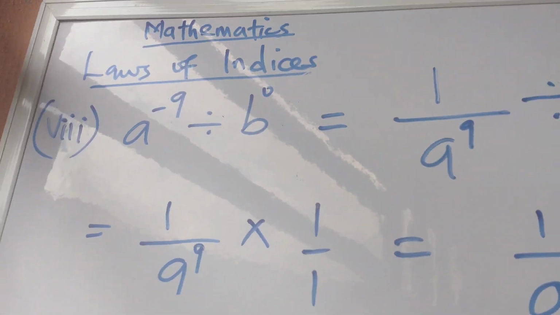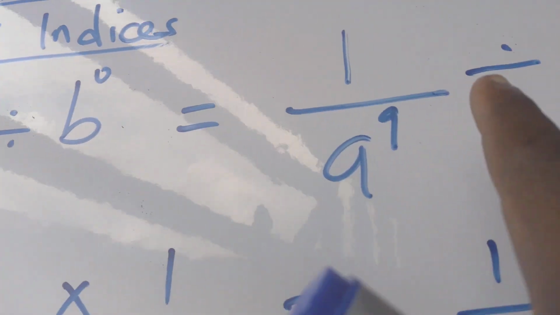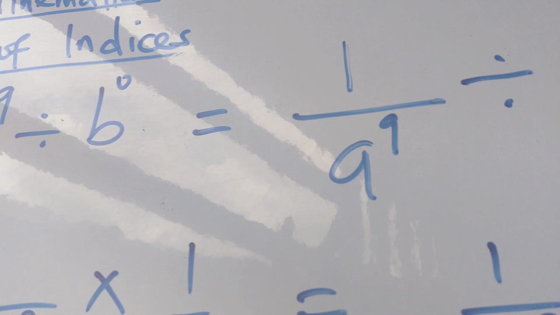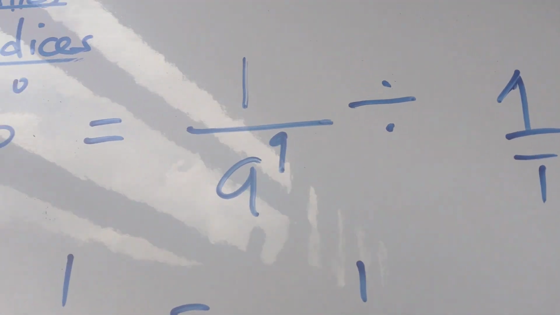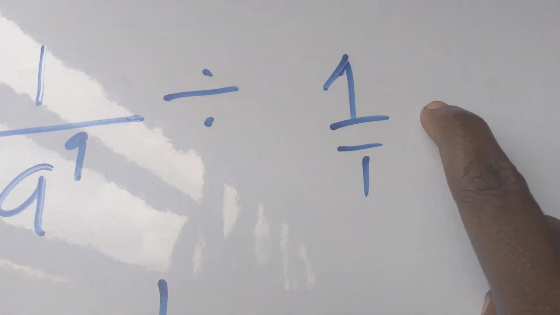So nothing changes there. So you have a raised to power minus 9 is the same thing as the reciprocal of a raised to power 9, and divided by b raised to power 0 is 1. The number raised to power 0, that number is 1. So b raised to power 0 is equal to 1.